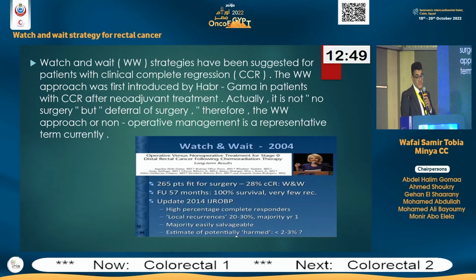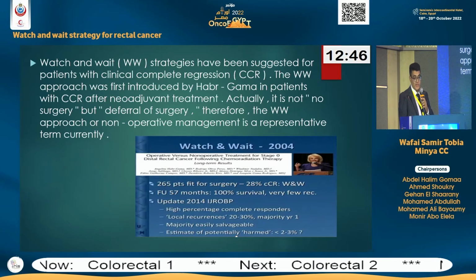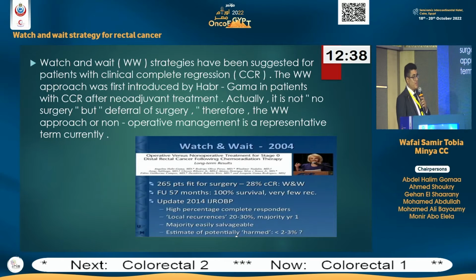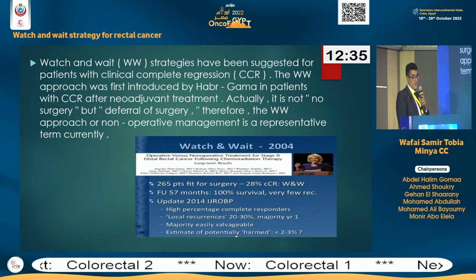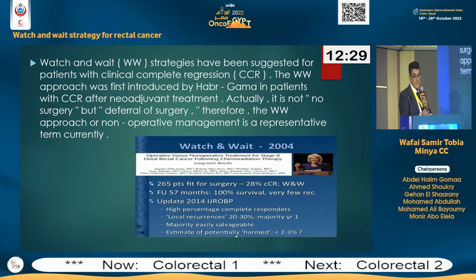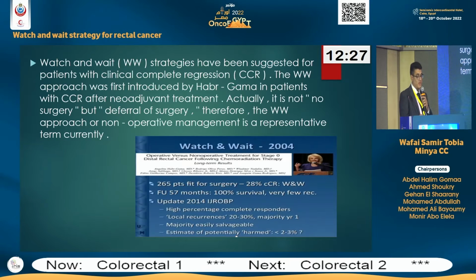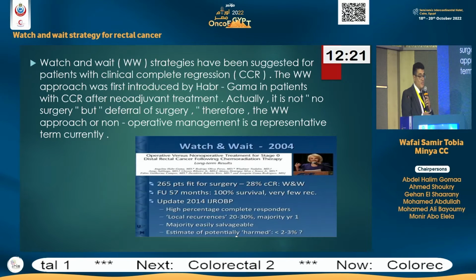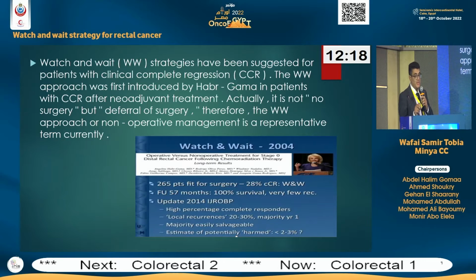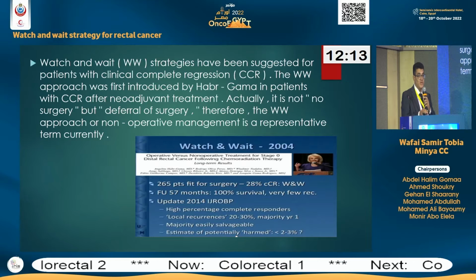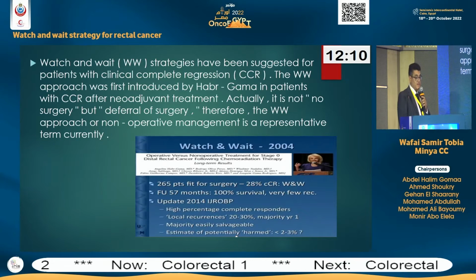Watch and wait strategy has been suggested for patients with clinical complete regression. The watch and wait approach was first introduced by هابر جاما. هابر جاما أول واحدة ابتدت تفكر في الواتش اند ويت الابروتش أو الاستراتيجي الجديدة سنة 2004 وعملت ابديتنج بعد كده للستادي بتاعتها في 2014. أنا من خلال محاضرتي ديت أنا مش هقدم حاجة، أنا هجيب الاستاديز اللي اتعملت على الواتش اند ويت على مستوى العالم اللي ناقشت كام نقطة كده في الواتش اند ويت اللي هنناقشها، عشان في كونتروفيرسي رهيب جدا ما بين الناس اللي بتأيد فكرة الواتش اند ويت والناس اللي بتقول لا الراديكاليتي أحسن في الريكتال كانسر.